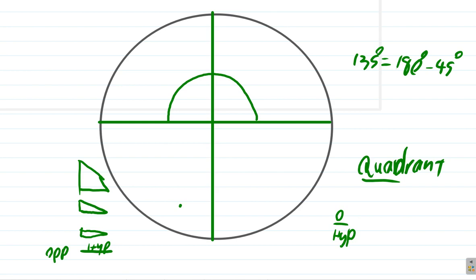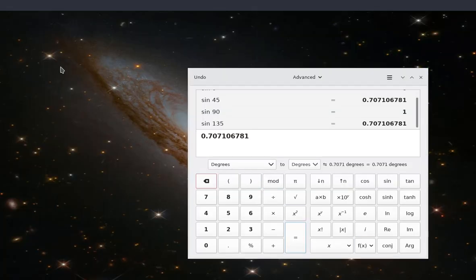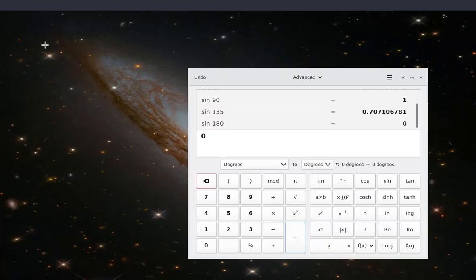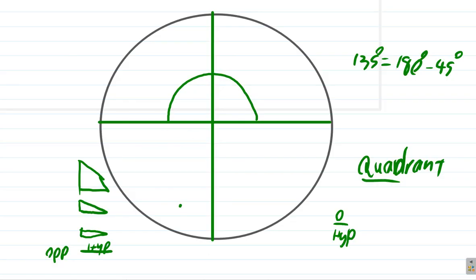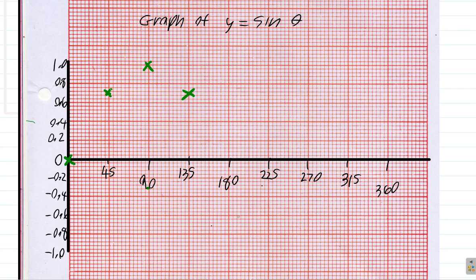Let's check our calculator and see. The sine of 180 equals 0. So you see that? So we got our 0. Now let's see the sine of 225 degrees. What would it look like?